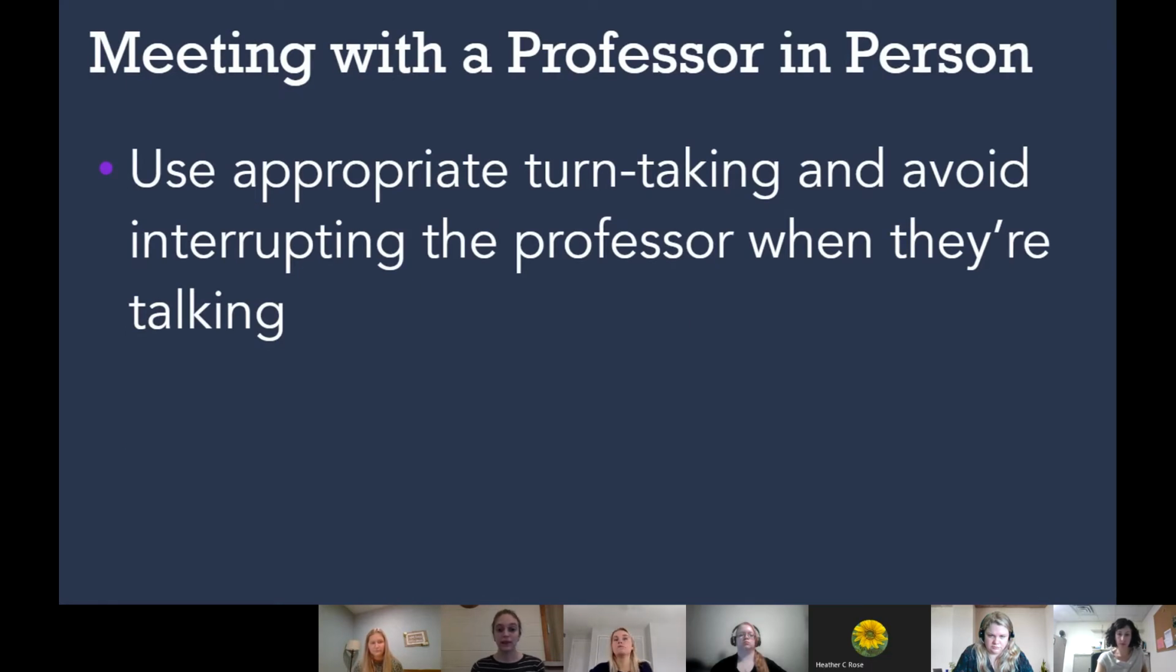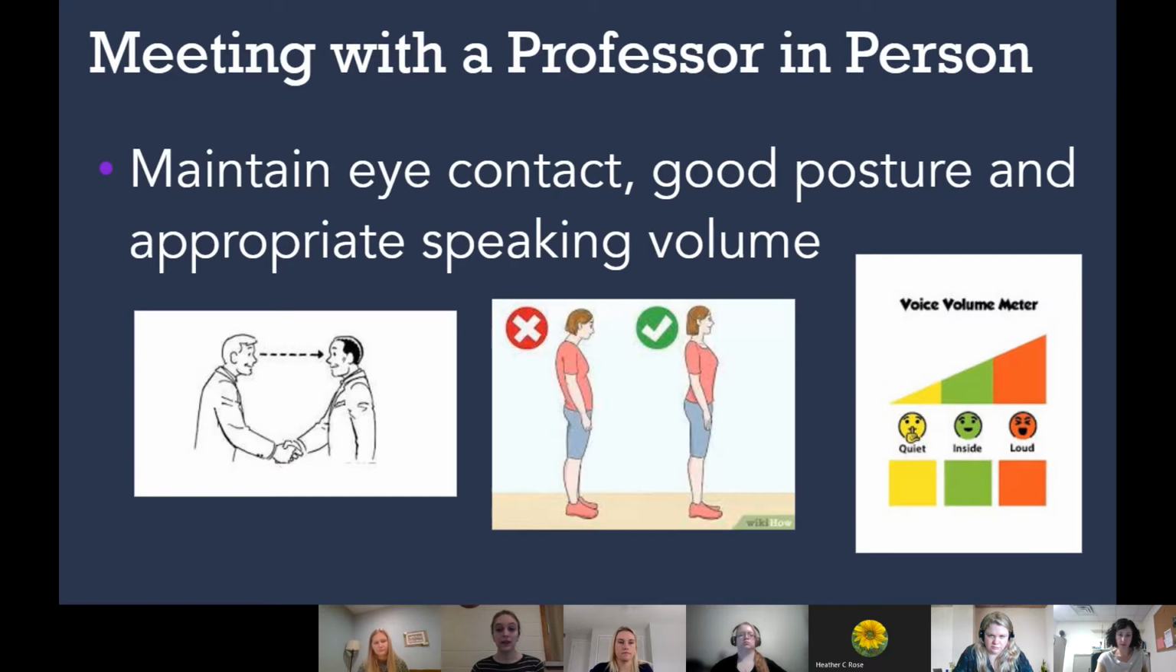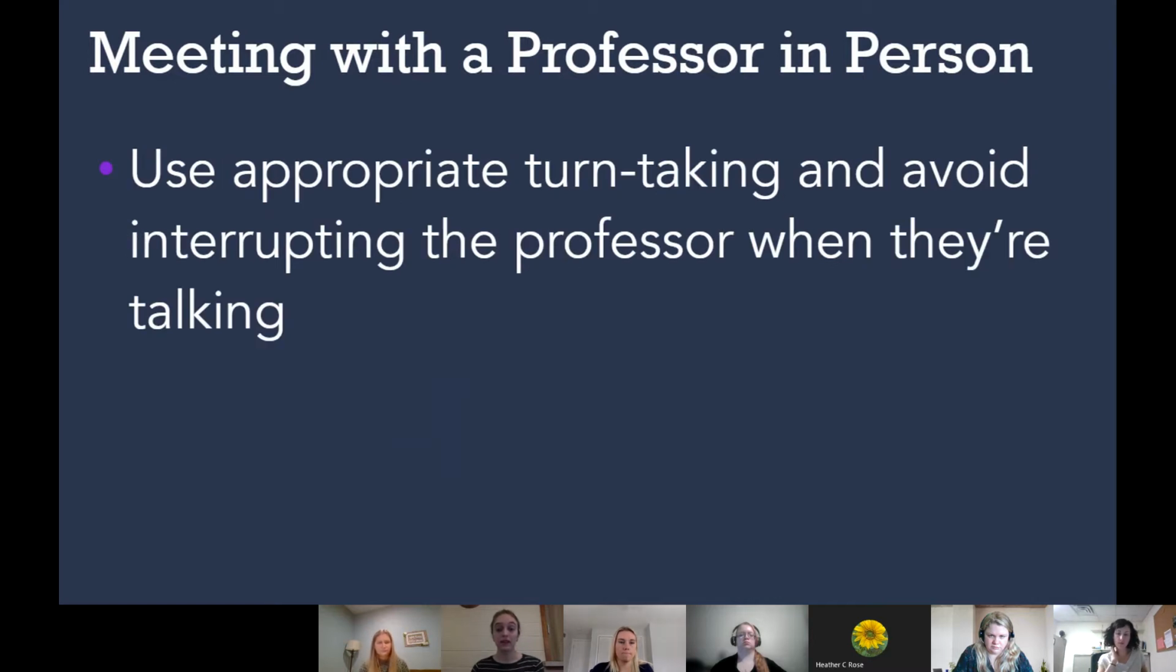When you're meeting with your professor in person, use appropriate turn-taking and avoid interrupting the professor while they're talking. Please wait until the professor is done talking before you respond, and if you think of a question during the conversation, jot down a reminder for yourself so you don't forget until it is your turn to talk.